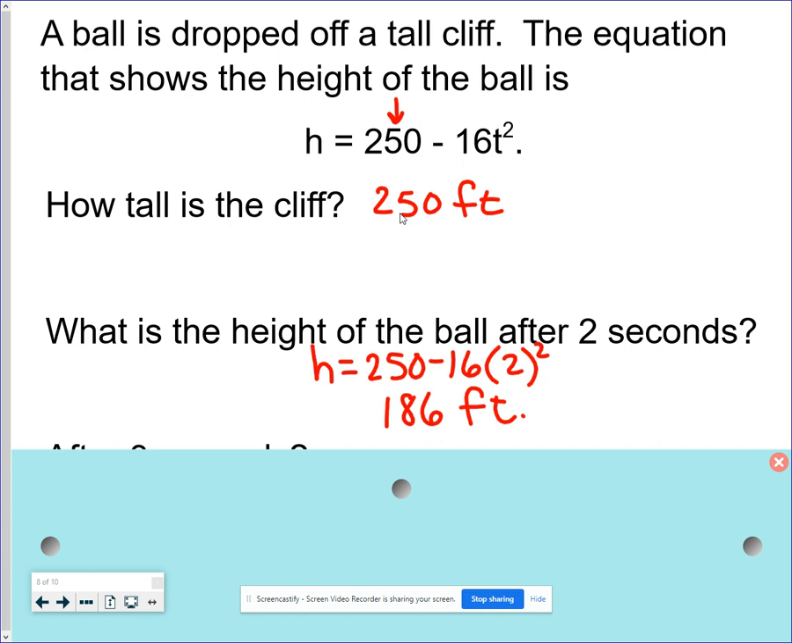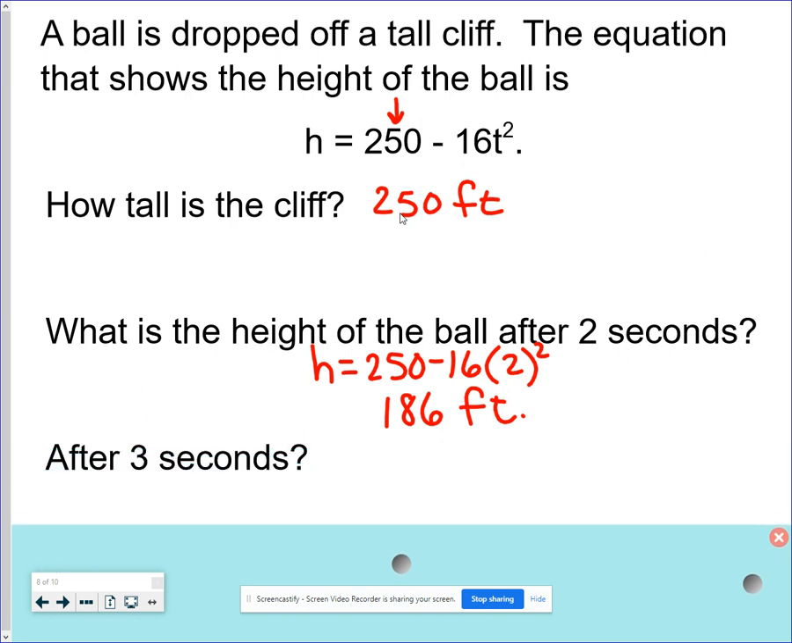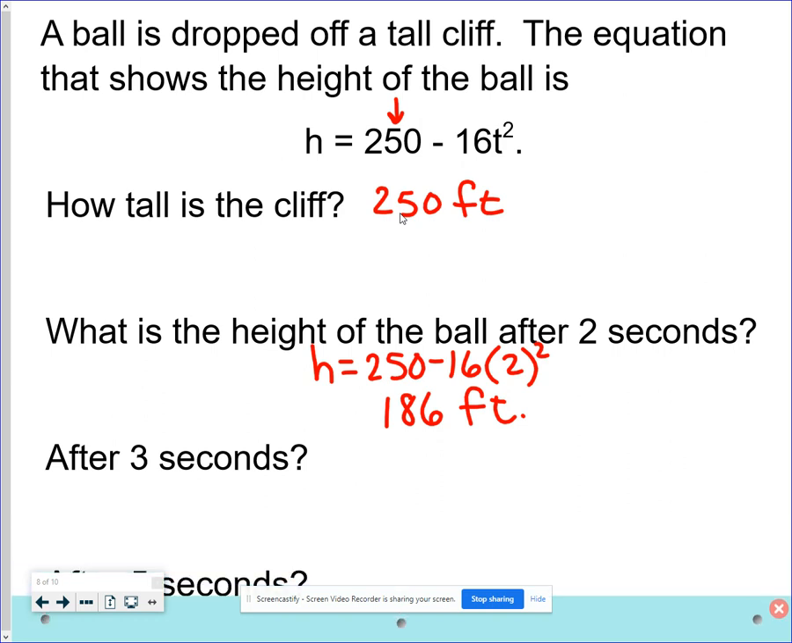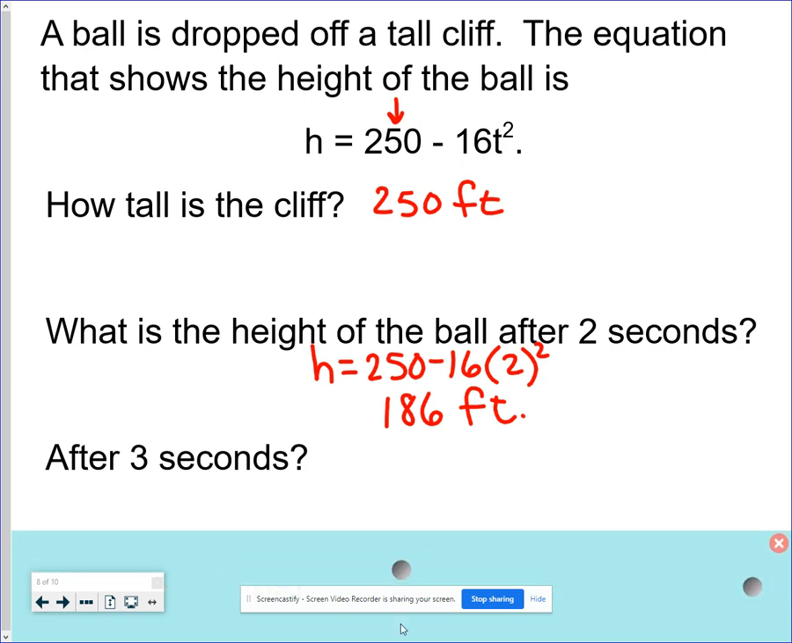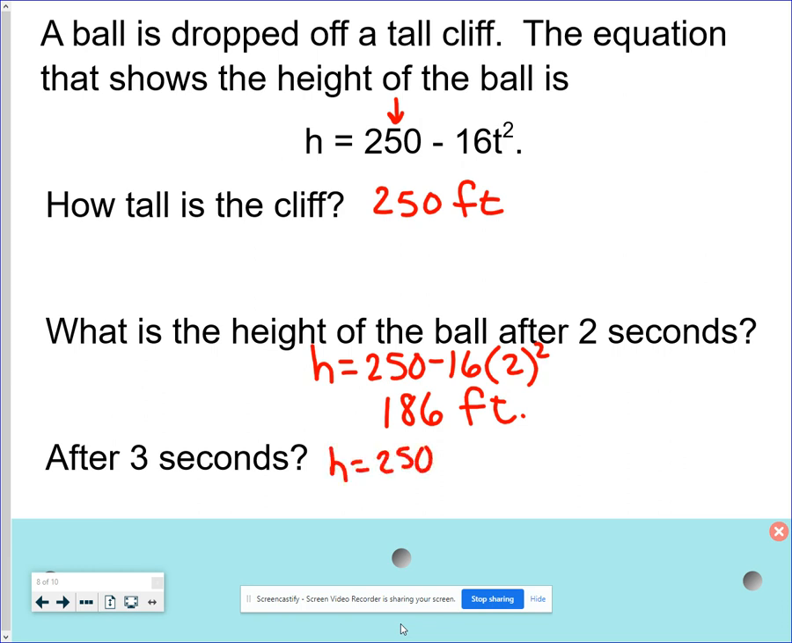Okay, my next question is, what about after 3 seconds? Oh, a little too far. After 3 seconds, again, you can just substitute in there, but this would be 250 minus 16 times 3 squared. Well, 3 squared is going to be 9 times 16. You can subtract that from 250. That's going to bring that ball down to 106 feet.